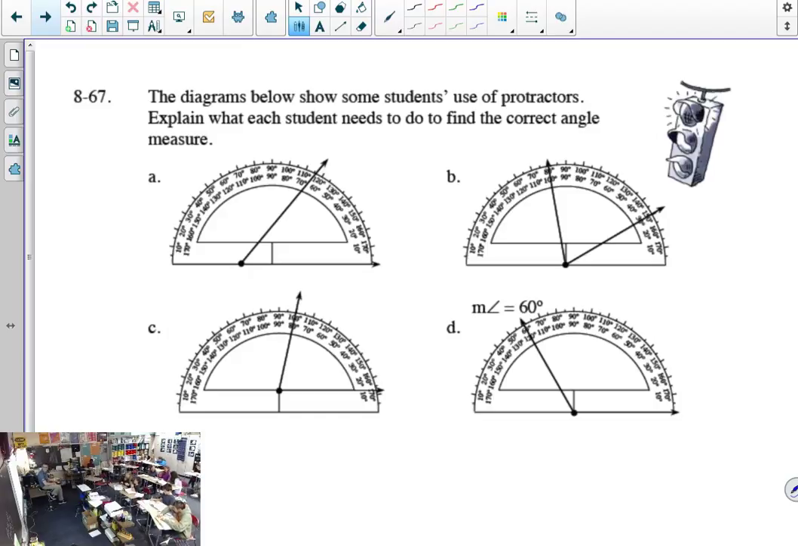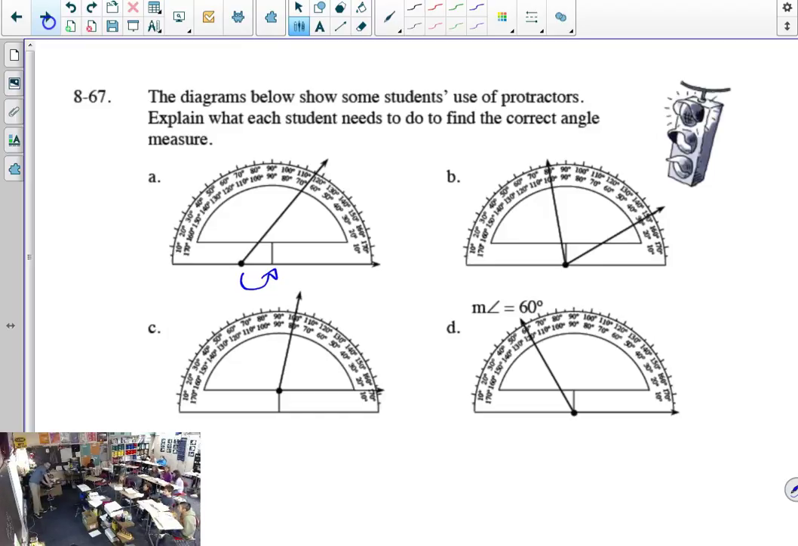Annika, help me out with A. Is A lined up correctly? What is wrong? The point is not on the T. Now, am I on the 0 line? I am on the 0 line. So, guys, on some protractors, the very bottom of it is your 0 line. Notice this looks different than the physical handheld protractor you're using. But this point would need to be moved to the middle.